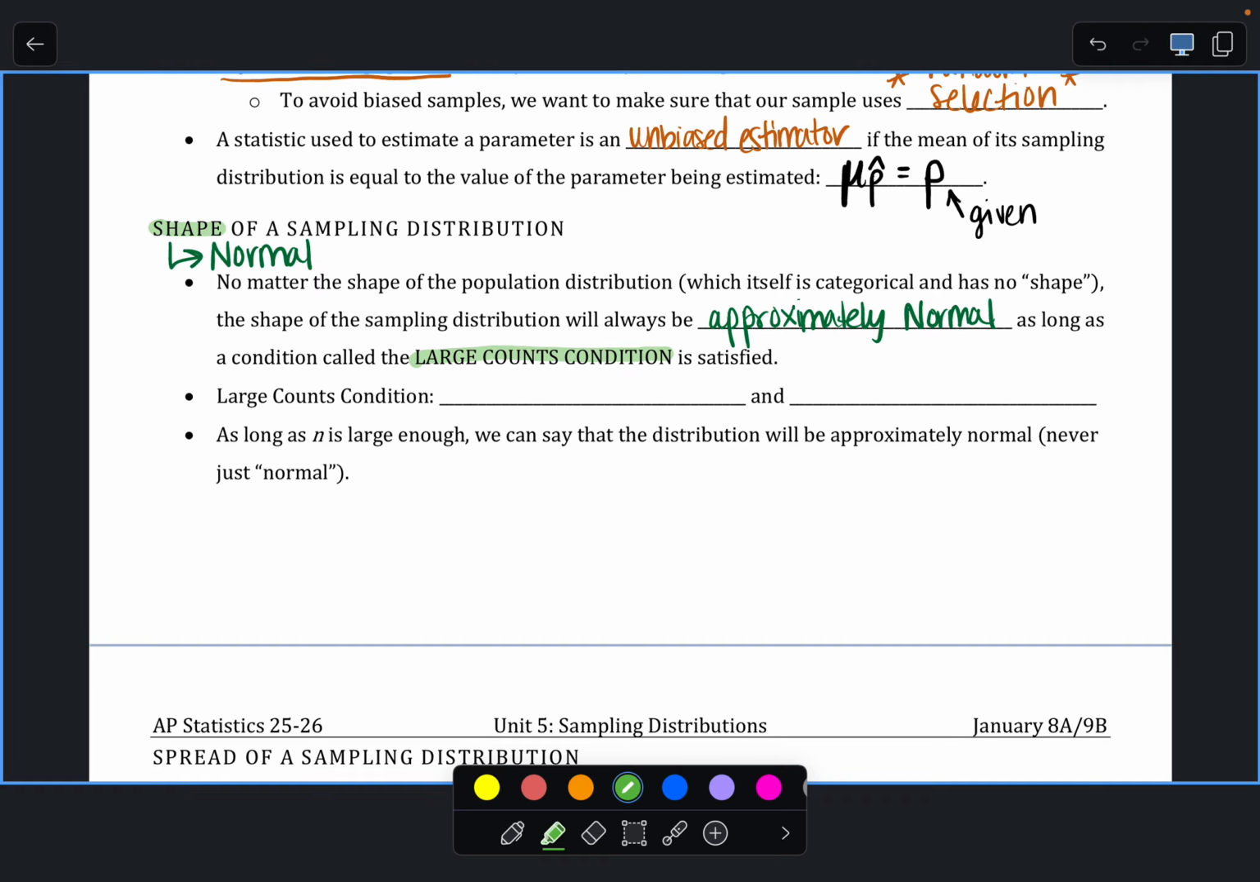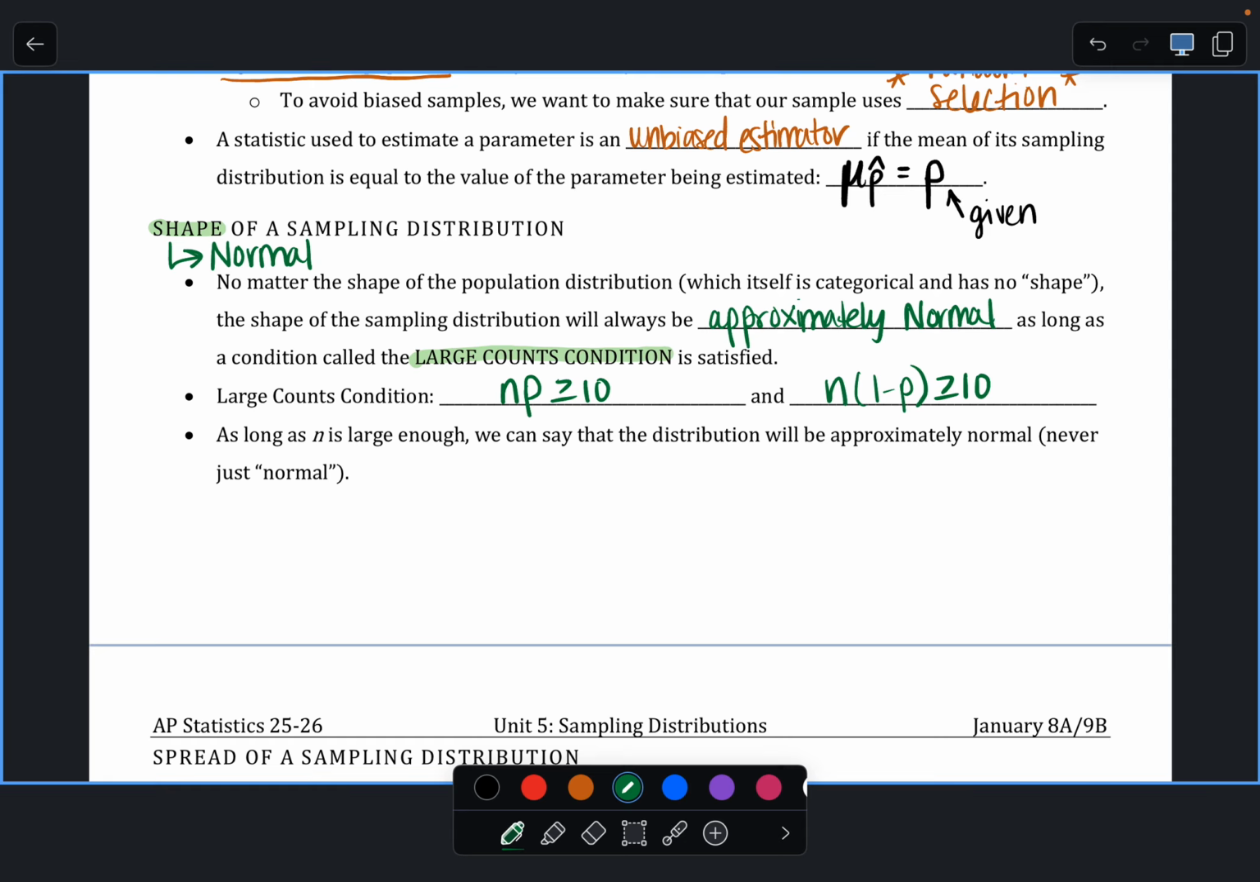is going to be normal. So what we have to do is take n times p and make sure that's greater than or equal to 10, and n times 1 minus p is also greater than or equal to 10. What this is doing is basically making sure that you have enough successes and enough failures to ensure that there's going to be kind of an even distribution on either side of your histogram.